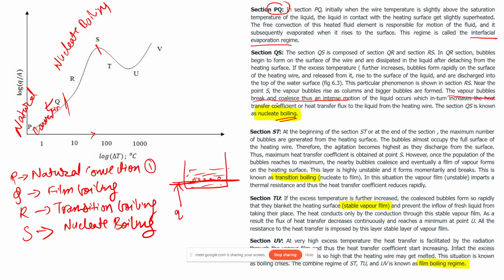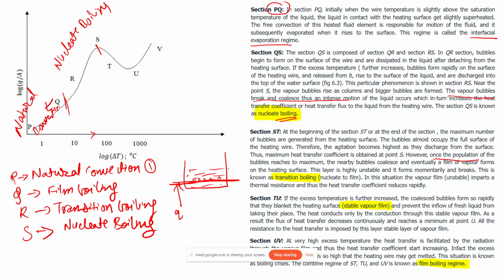And after this nucleate boiling, we have been given that once the population of the bubbles reaches maximum, the nearby bubbles coalesce and eventually a film of vapor forms on the heating surface. This layer is highly unstable. It forms momentarily and breaks, and this is known as transition boiling.